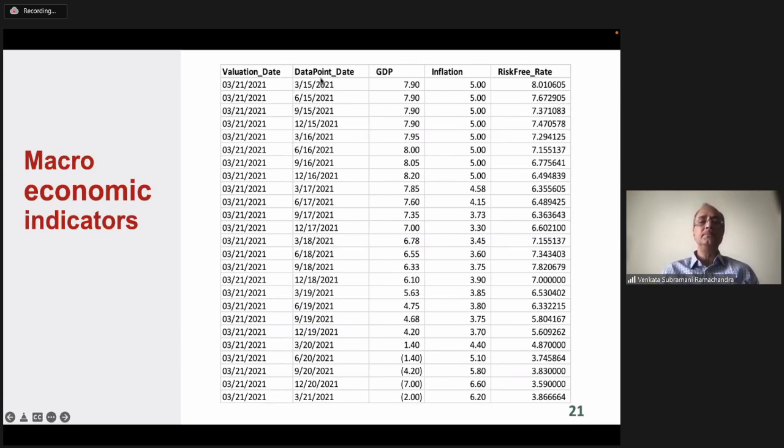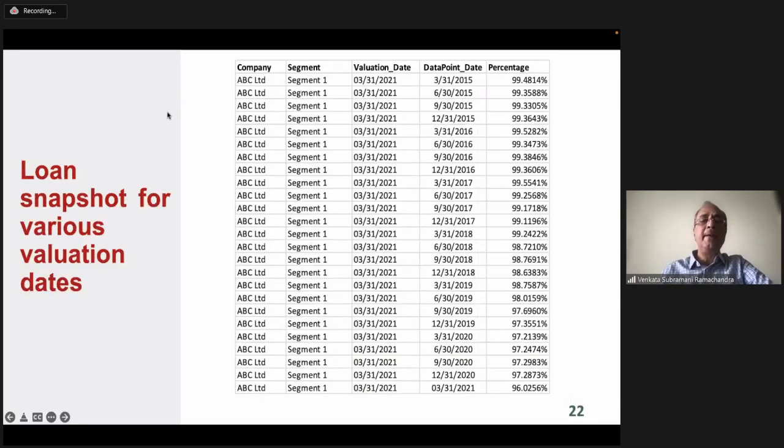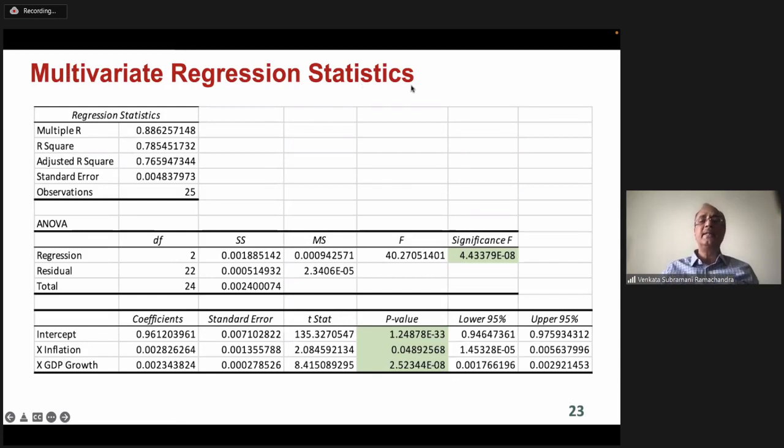So here you have the data point dates. These are the valuation dates from March 21, and you have the GDP, inflation, and display rate. I'm trying to find out whether these 3 macroeconomic factors have any relevance. Should I use these 3 macroeconomic factors or not? For this, I make use of the snapshot of the percentage of loans or receivables that have not yet defaulted. So these are normal loans. This is what is called the dependent variable. The other 3 are the independent variables. Now you run this multivariate regression analysis.